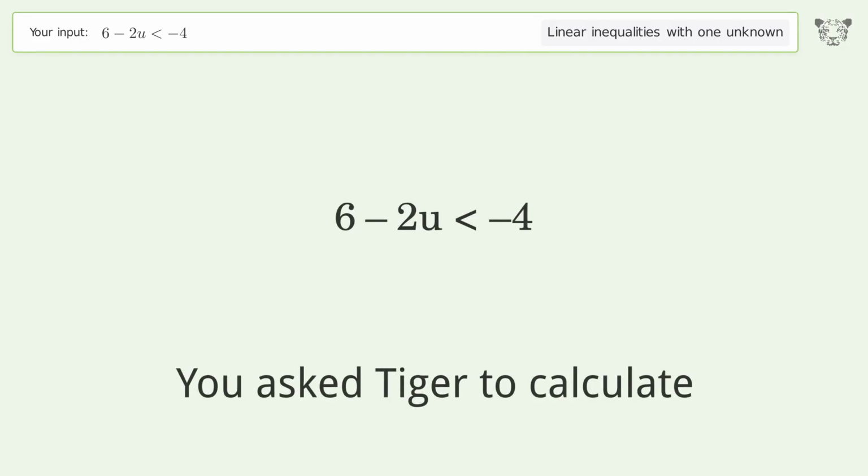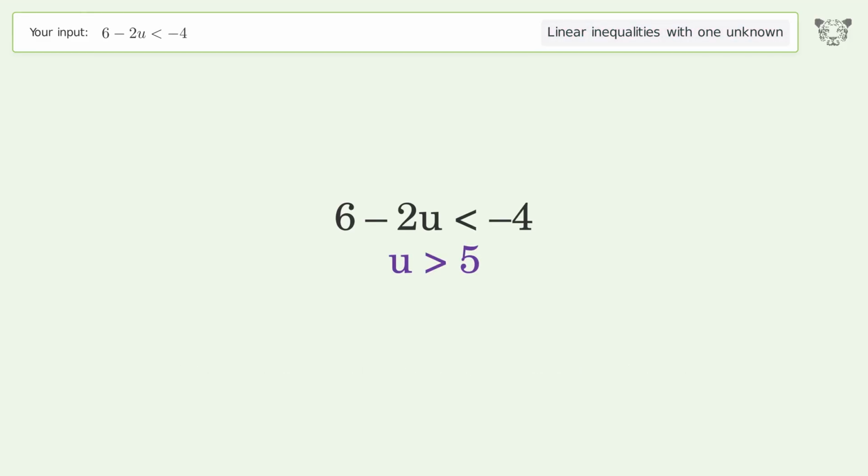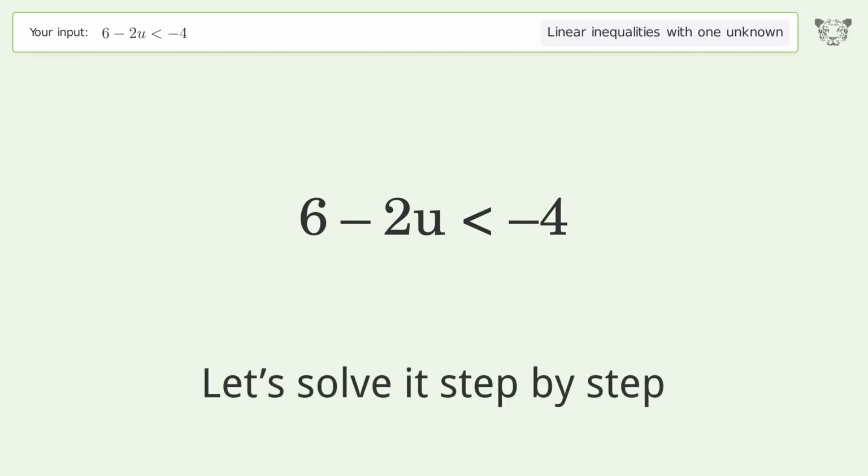You ask Tiger to calculate. This deals with linear inequalities with one unknown. The final result is u greater than 5. Let's solve it step by step.